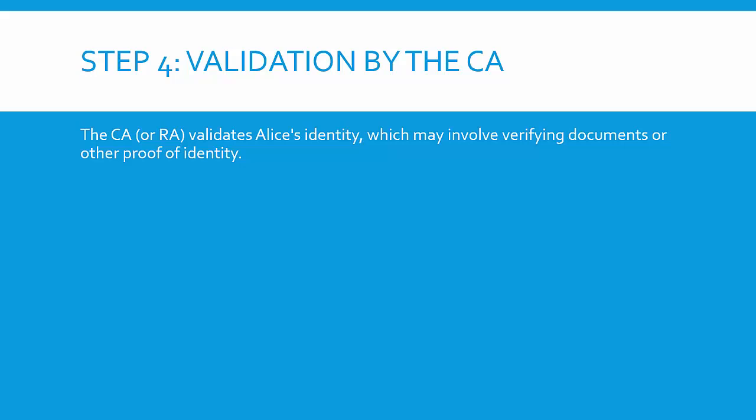After receiving the CSR, the CA validates the identity of Alice. They might ask for additional documents or proof to ensure that the public key truly belongs to her. This step is crucial to prevent fraud and maintain trust in the certificate.